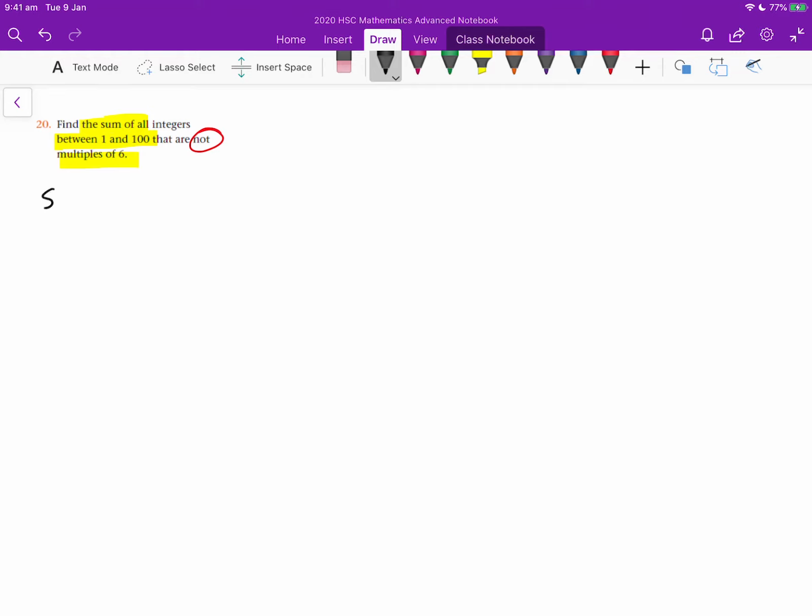So we start with our formula. As usual, the best place to start whenever you're starting any problem is with the formula. Okay, so we want the sum of the first 100. So substitute in things that we know. We know that the number of terms is 100.